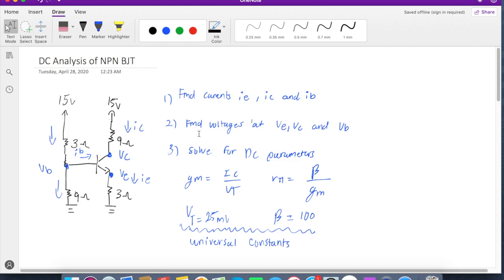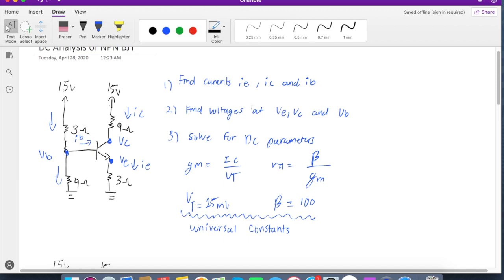Hey everybody, welcome back. Today we're going to be doing the DC analysis of an NPN BJT. We have the given circuit to the left and we're finding the currents and voltages in the collector, emitter, and base. We're also going to find out whether or not this is an active transistor, because if it's not active, it will not be an amplifier. So there's really no point in solving for the small signal if it's not active.